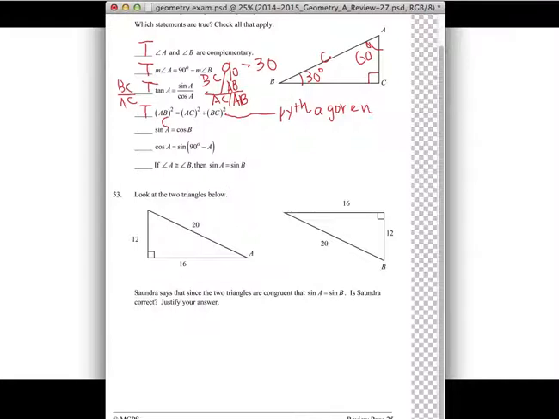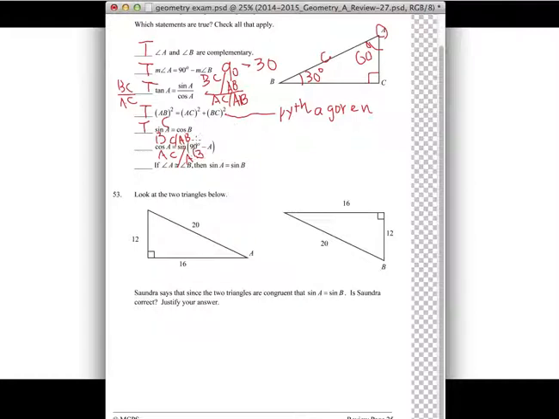Does sine A equal cosine B? Yes, because sine A is opposite, which is BC over AB. Then the cosine of B is adjacent, which is BC over AB. They're both BC over AB. So true again. Cosine A is here. Cosine A is AC over AB.